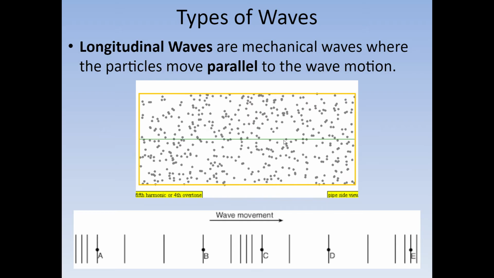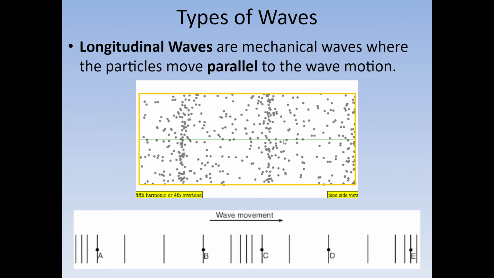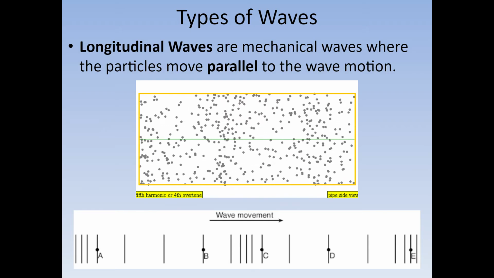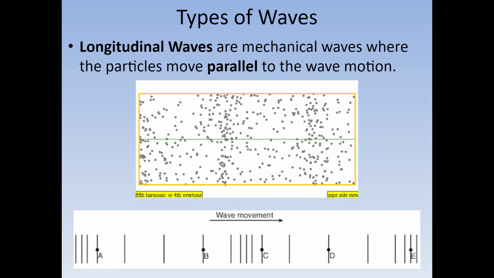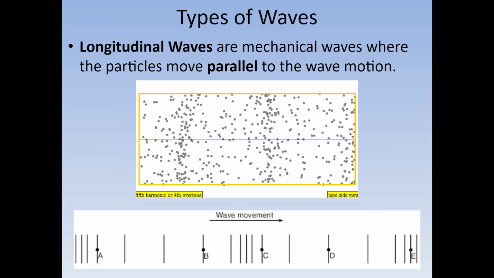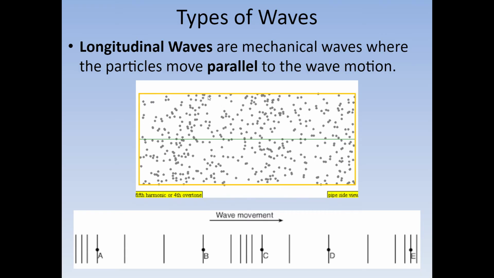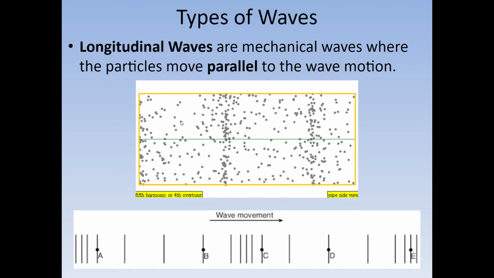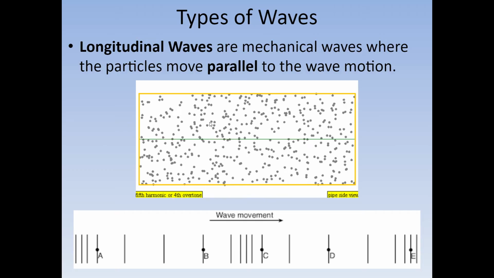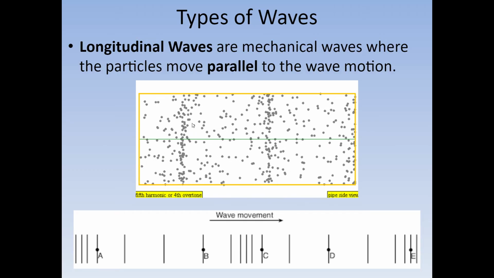The second one is the longitudinal wave. This is where the particles will move parallel to the wave motion. This one's a little hard to see. It's not really going to the right or left, but you can clearly tell that the wave's going horizontally. And you can see these particles also move horizontally.